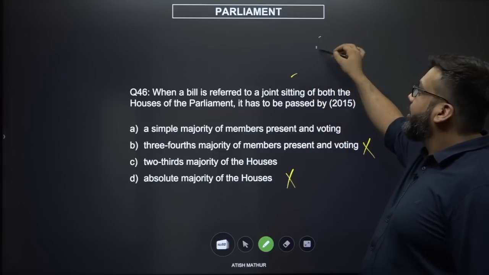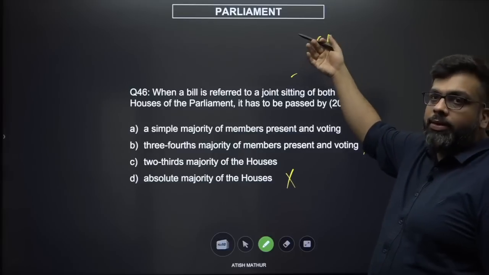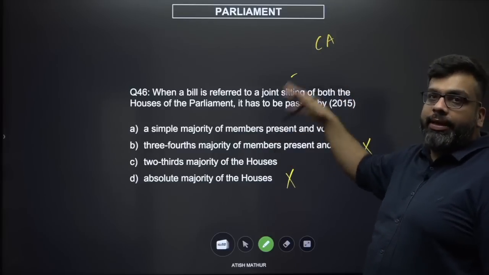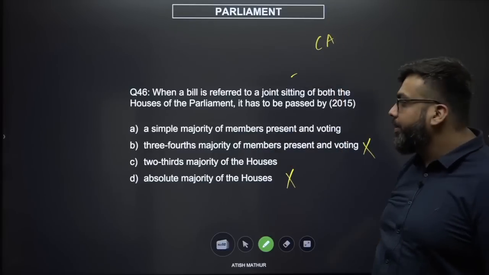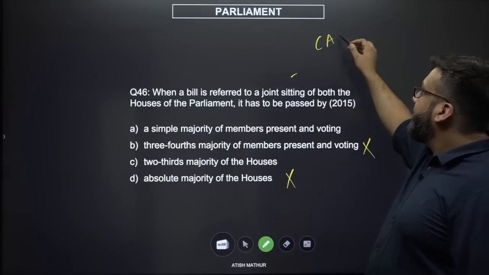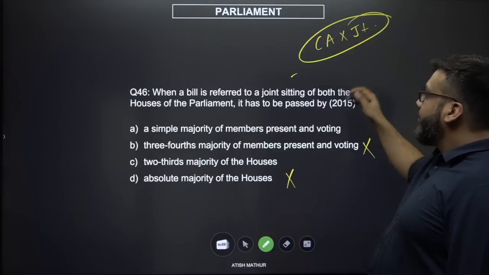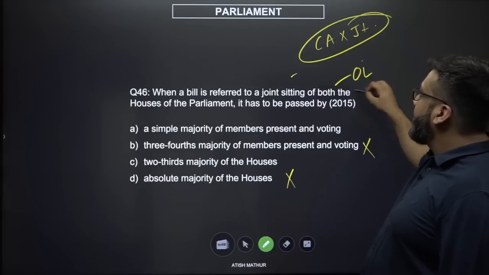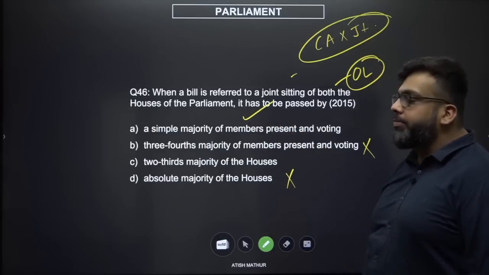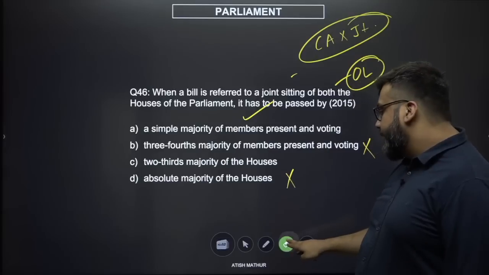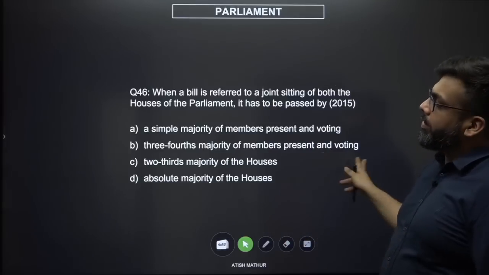So constitutional amendments are the only laws which require a 2/3 majority. Everything else can be passed through a simple majority. And constitutional amendments cannot be referred to a joint sitting, which means joint sittings are only going to be looking at ordinary laws, and ordinary laws only require a simple majority. The answer will therefore be A. A simple correlation question.